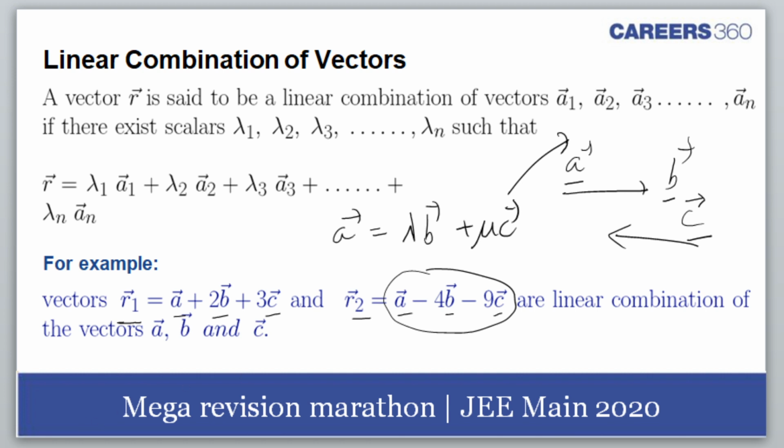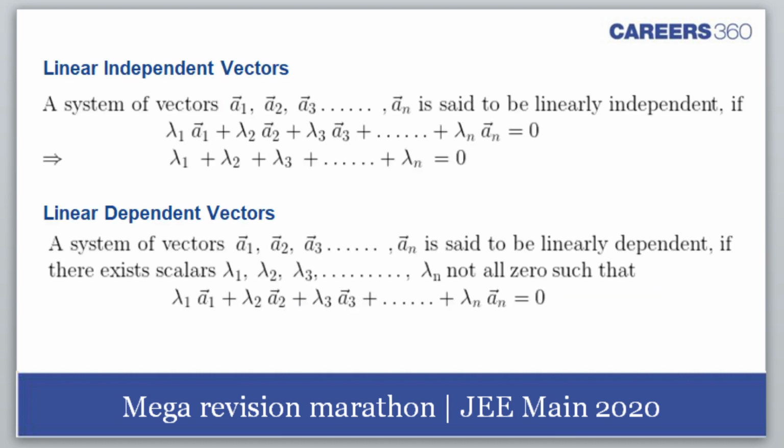So just tell me, is any vector a linear combination of i, j, k or not? Yes or no? Answer me.